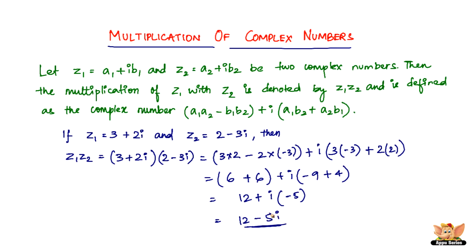So this is the product of 3 plus 2i times 2 minus 3i. Only thing is you need to follow the way multiplication of complex numbers is defined here. That's all. Otherwise, it's pretty simple. There's nothing really much to break your head about.